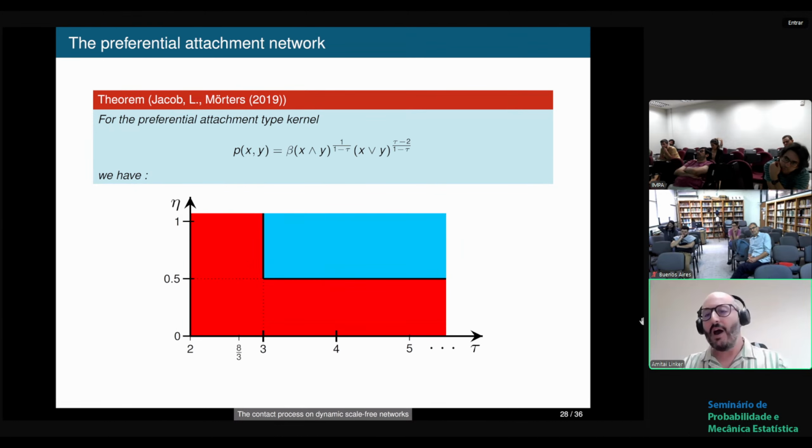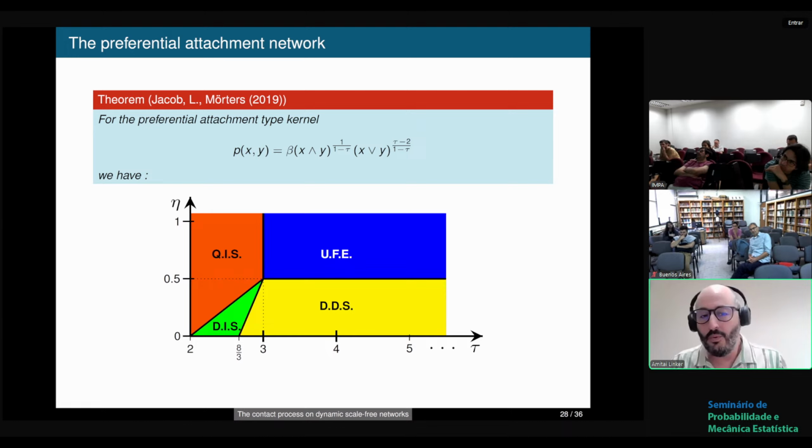Okay, now I said that there were 2 kernels. One was the configuration model kernel, and the other one was the preferential attachment kernel. For the preferential attachment kernel, we also studied using the exact same techniques, and we obtained this picture over here. Notably, below 0.5 you find an infinite region in which the critical parameter is equal to 0. However, when you reach 0.5 and you go upwards, then you are again as in the mean field model.